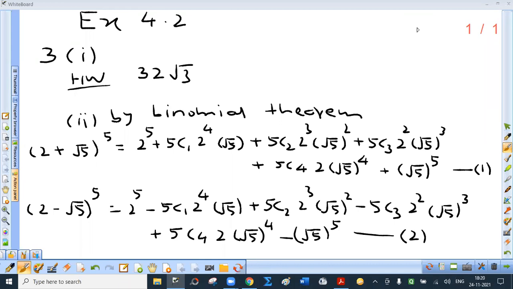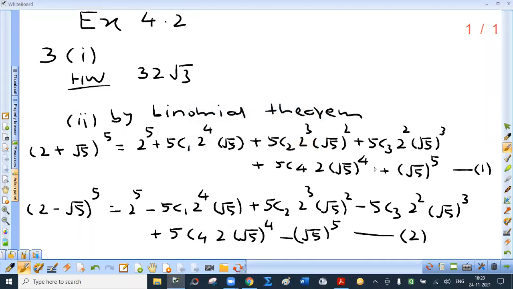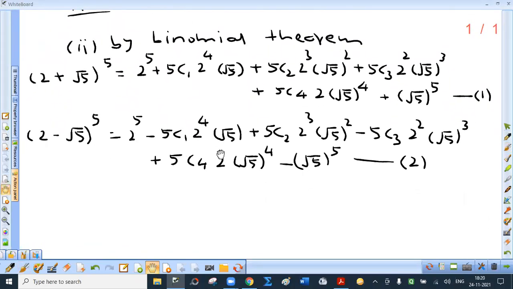Second, (2 plus root 5) raised to 5 plus (2 minus root 5) raised to 5. Observe the binomials. One is 2 plus root 5, other is 2 minus root 5. So see what I have done. There will be 6 terms in the expansion for both. Now do not find the values of nCr. You will notice that if I add these two, few terms get cancelled: second term, then fourth term and sixth term. So these terms get cancelled.